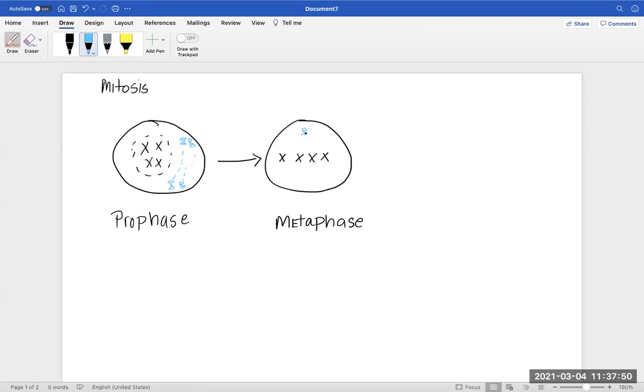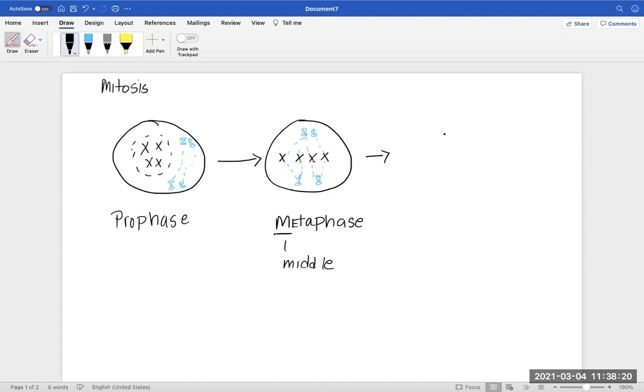I'm just going to try to draw those centrioles. And these protein fibers are pushing and pulling on these chromosomes, and they line up in the middle. So that's metaphase. And again, you can remember M as middle. They line up in the middle.